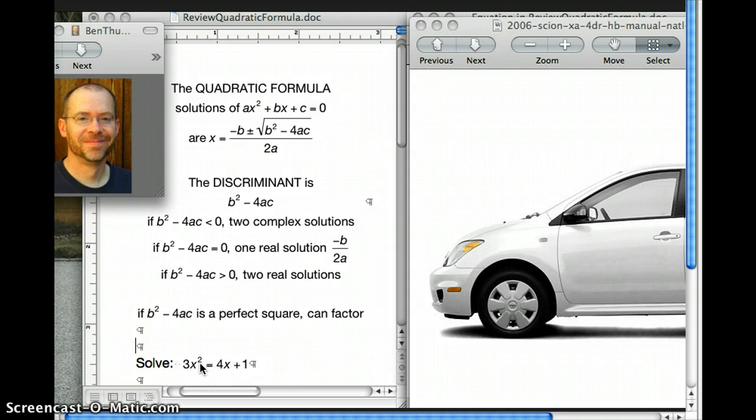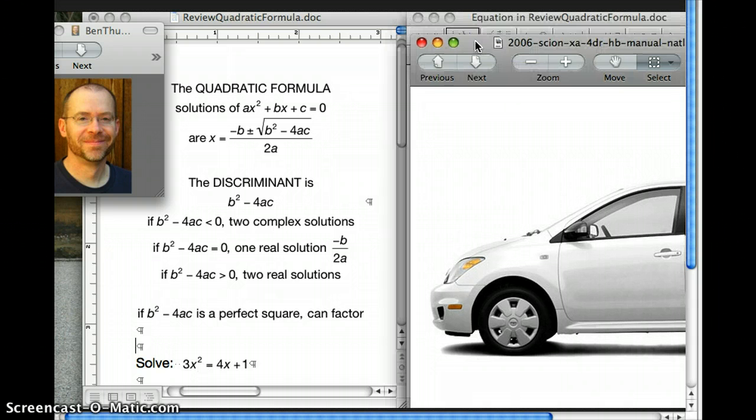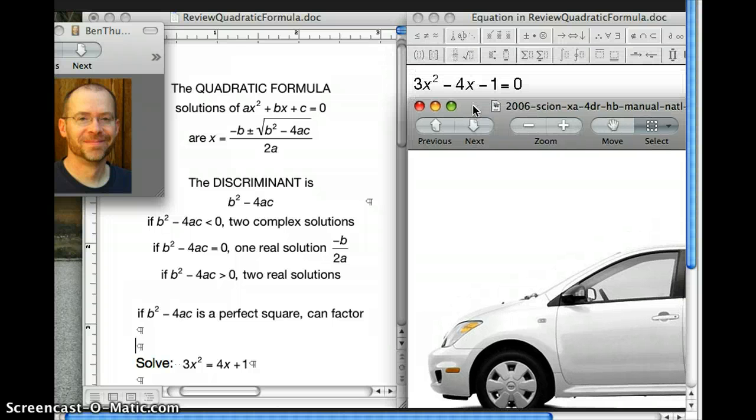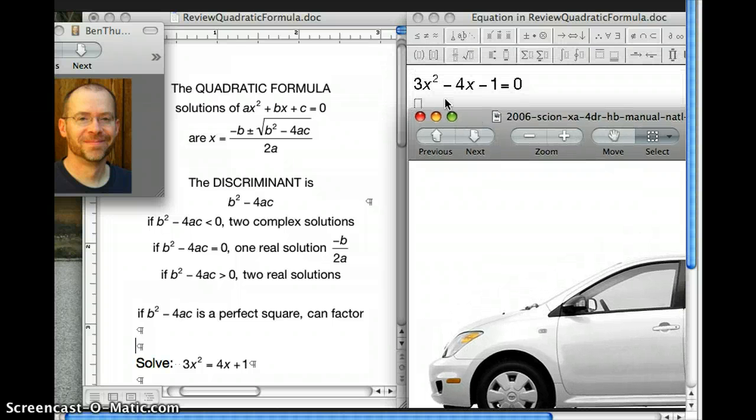Once we recognize that it's quadratic because of the second degree term on x, then we want to put it in standard form, by subtracting 4x and 1 from both sides to get 3x squared minus 4x minus 1, and then I can see what the a and b and c are in the quadratic formula.